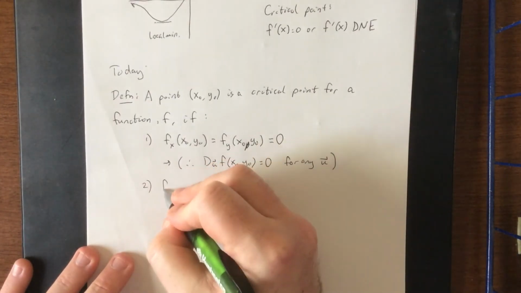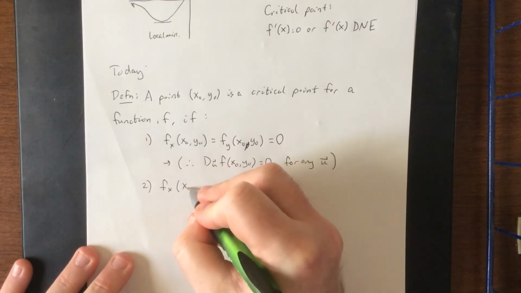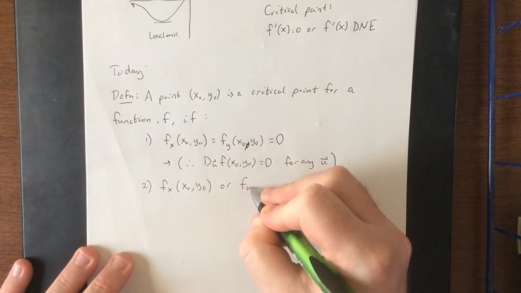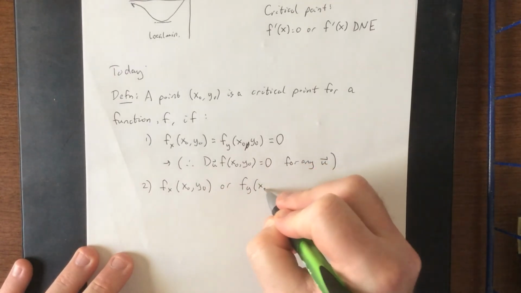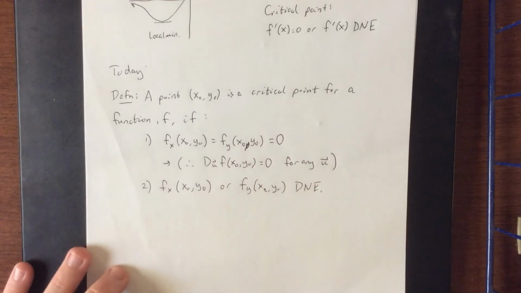The other possibility is that either the partial derivative of f with respect to x evaluated at x0, y0, or the partial derivative with respect to y evaluated at that point does not exist. In either of those cases, we are dealing with a critical point.